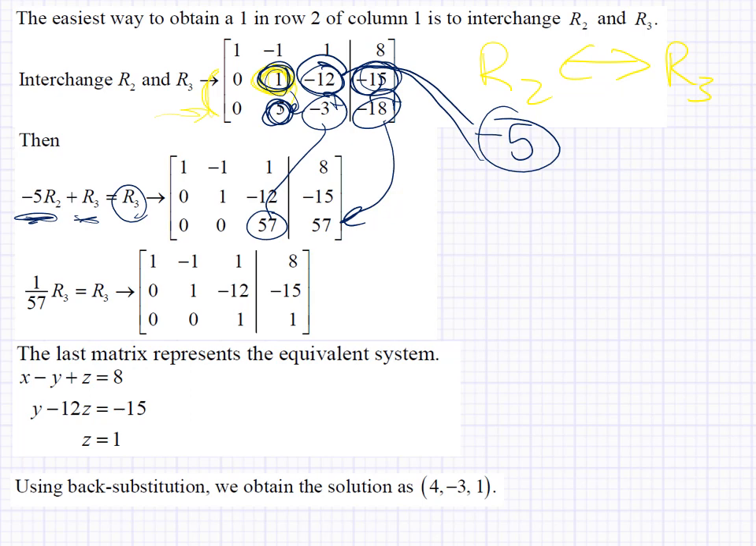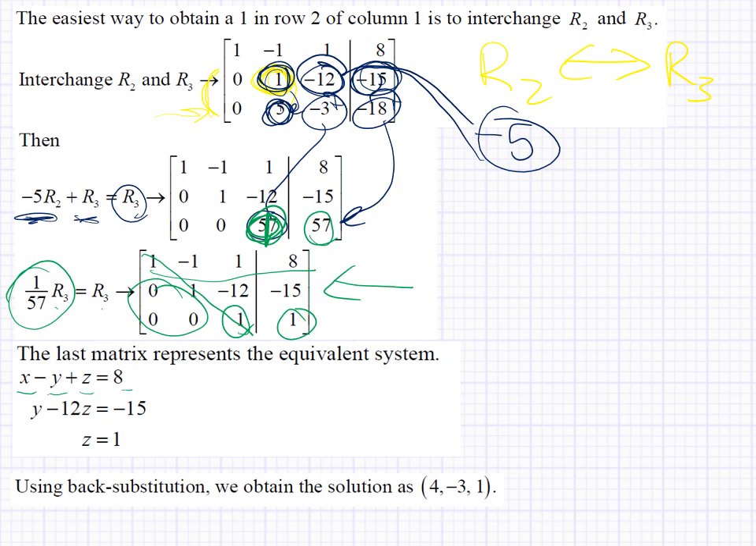All right, almost there. Last thing we need to do is make this term now a 1. So if we make that a 1, we can simply divide by 57. So 1 over 57 times row 3 gives me a new row 3, essentially making this a 1. But then this has to be divided by 57, which also makes it a 1. Now, if you look at this matrix that we have, where we have 1s in the diagonal and 0s below, and rewrote it with x's, y's, and z's, the first equation would be x minus y plus z equals 8. The second equation would be y minus 12z equals negative 15, and then z equals 1.